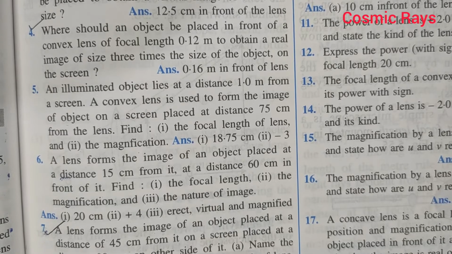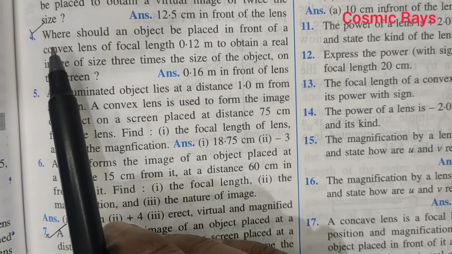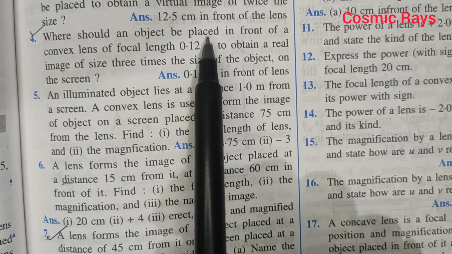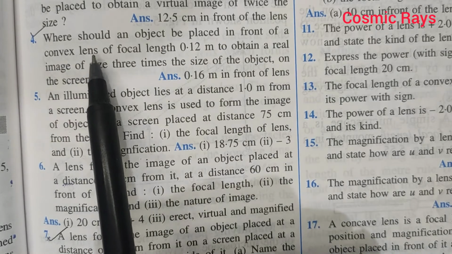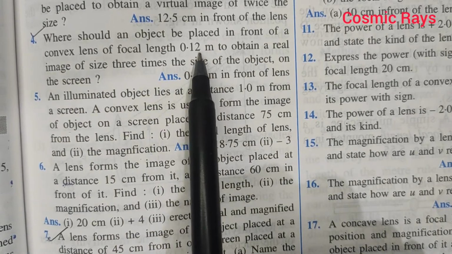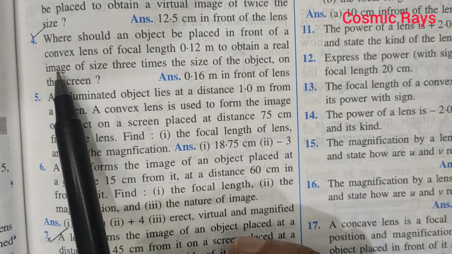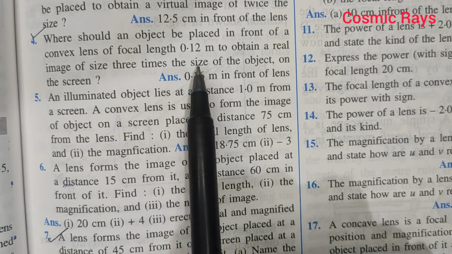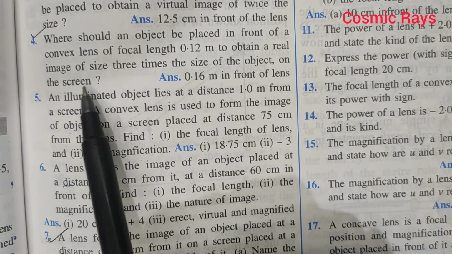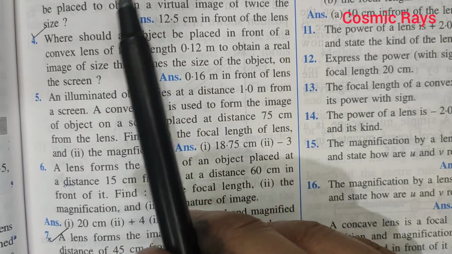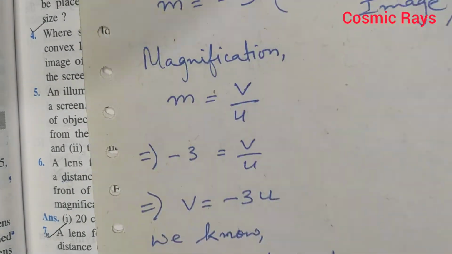Now let's take a look at question number 4. It says, where should an object be placed in front of a convex lens of focal length 0.12 meter to obtain a real image of size 3 times the size of the object on the screen? This is same as question number 3, but let's take a look.